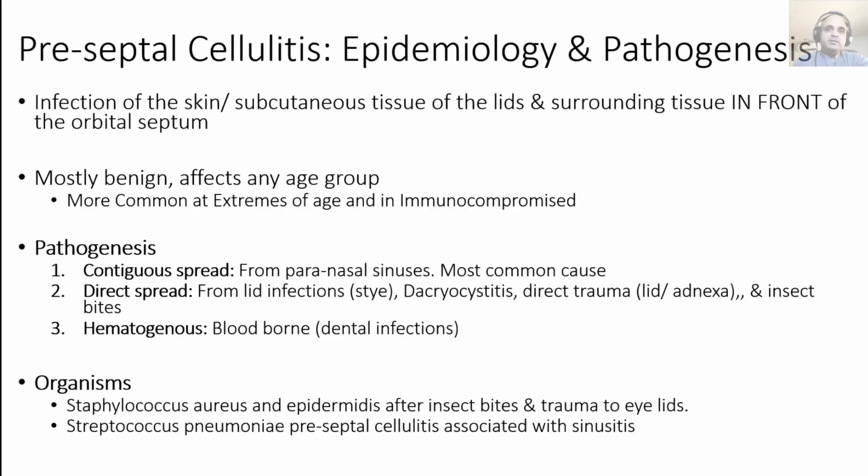The final way, the third way, is hematogenous spread, that is through blood, where you have sepsis, or one of the ways is basically you have had a dental procedure done, which can spread on to cause a pre-septal cellulitis.